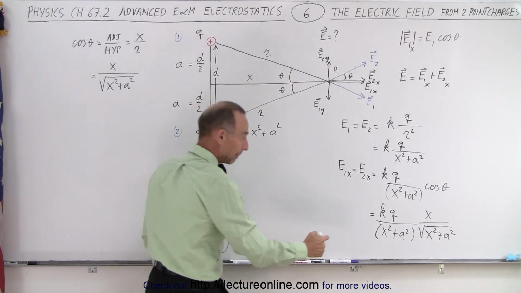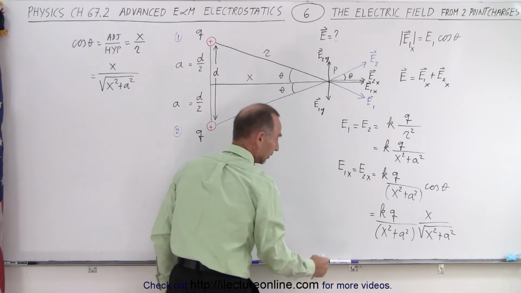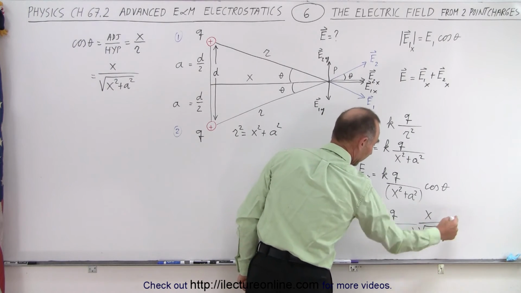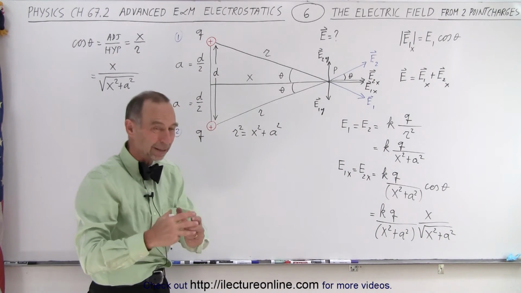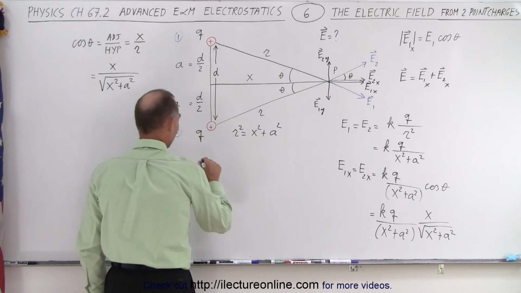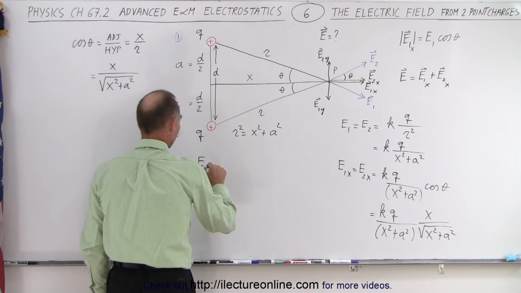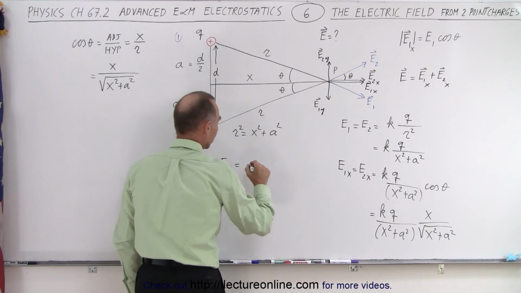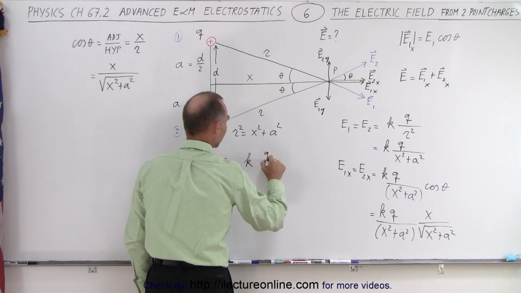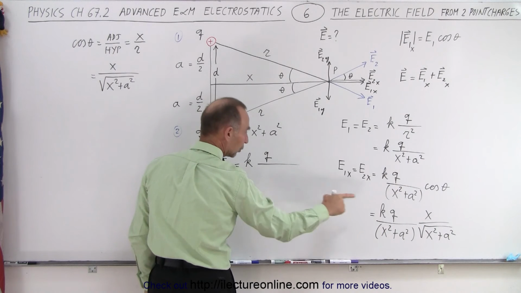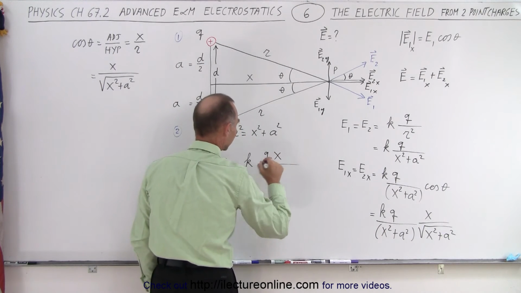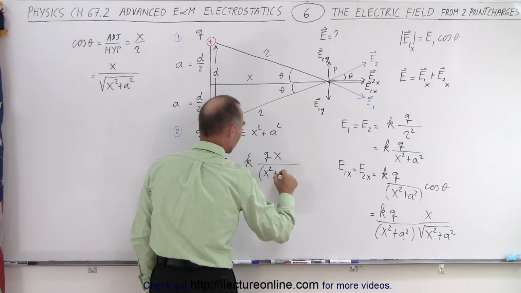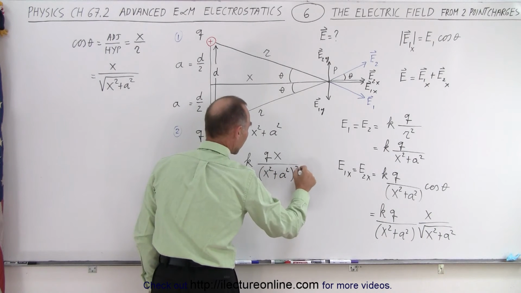All right, now we can combine the denominator because we're multiplying here. So this is x squared plus a squared to the first power and x squared plus a squared to the 1/2 power. So when we multiply, the bases are the same, we add the exponents. So we can say that E1x is equal to E2x is equal to k times q times x divided by the quantity x squared plus a squared to the 3/2 power.